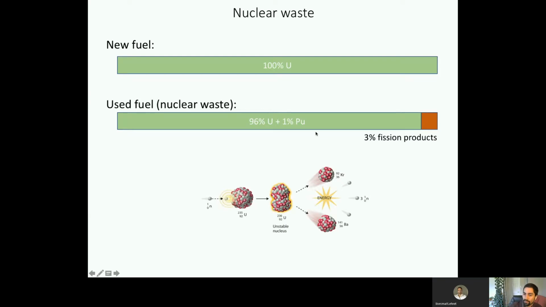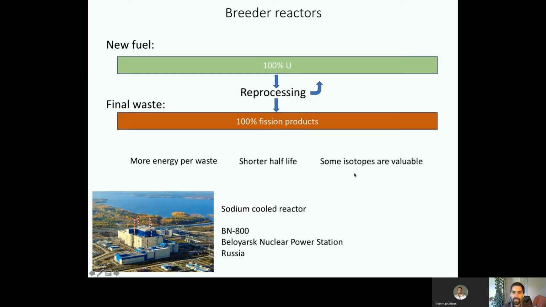But if we really don't want to produce any waste, we can actually do it. And we can do that with a different type of reactor called breeder reactors. I'm not going to go through the details, but basically the breeder reactors have to be coupled with a reprocessing factory. And through different cycles, we can use all of the energy contained in the uranium. The only thing that comes out as waste is the fission products. So doing it this way, with the same amount of fuel, we produce 20 or 30 times more energy. And more importantly, the type of waste is different.